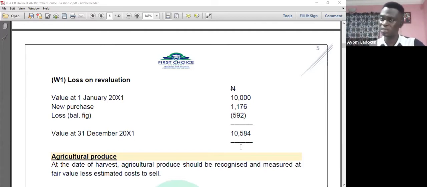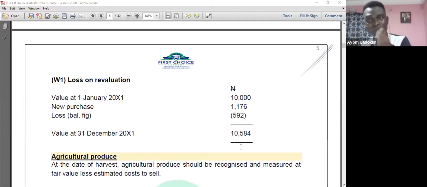For example, tea bushes. But in your exams, once the examiner says a grapevine is used to grow agricultural produce for 5 years, then you know that that grapevine is a bearer plant. Once you use it to grow agricultural produce for more than 1 year, can you see? That means that a bearer plant can exist for more than 1 year. It could be 5 years, it could be 20 years, it could be 50 years, okay? Then know that that is a bearer plant.